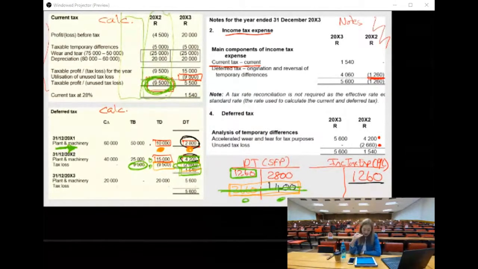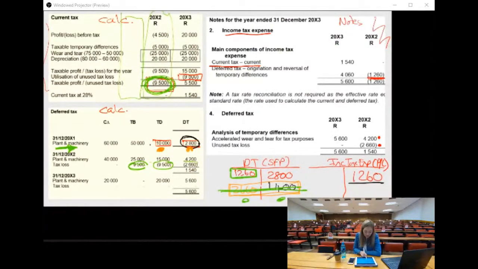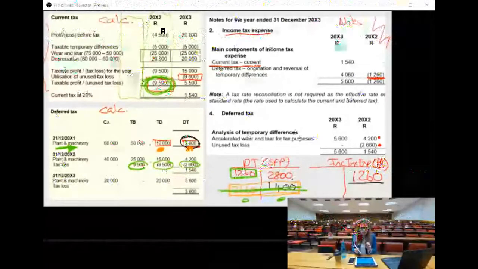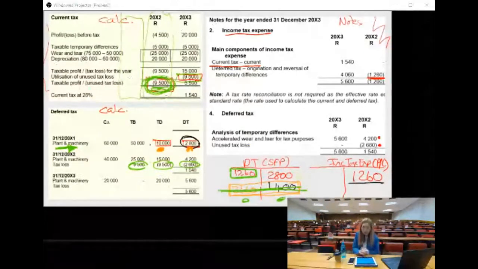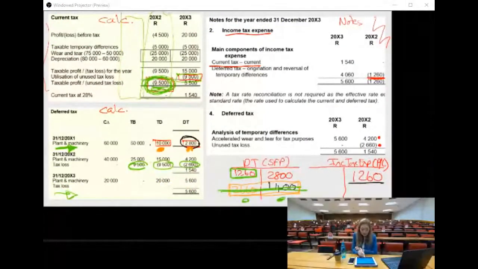Now in X2, what we are also doing over here is we are recognizing the full unused tax loss. Okay, so there's no unrecognized portion, but it is still unused. In 20x3, we now use it. We've now used it completely. Therefore, there's nothing to put into my 20x3 deferred tax calc at the end of 20x3, because we don't have an unused tax loss anymore that we can put into that calc.